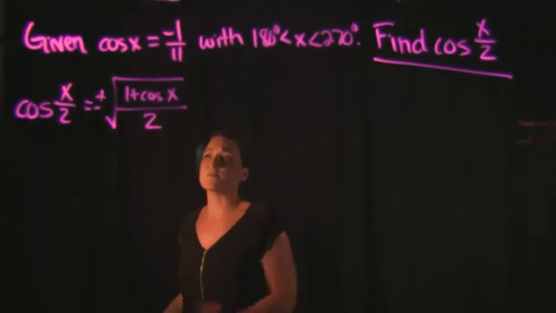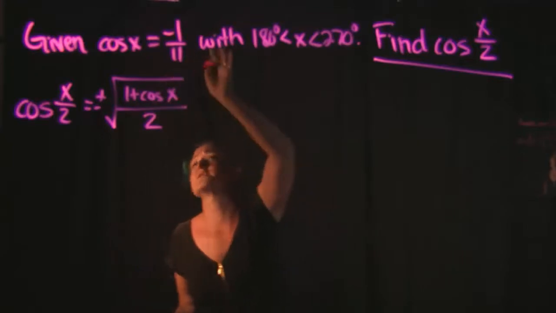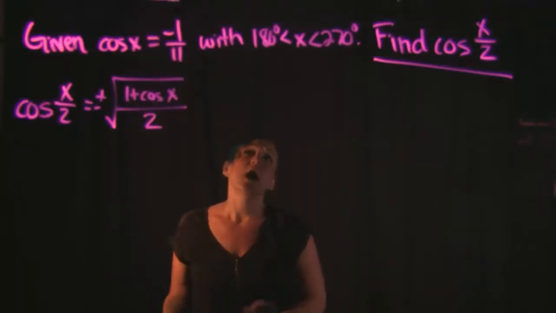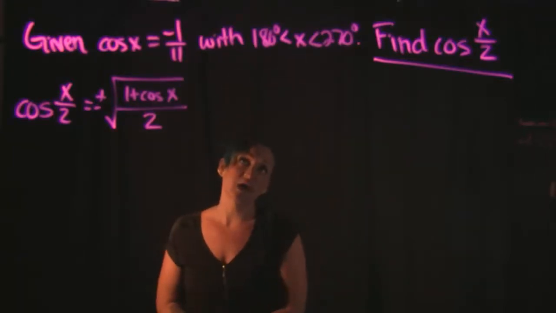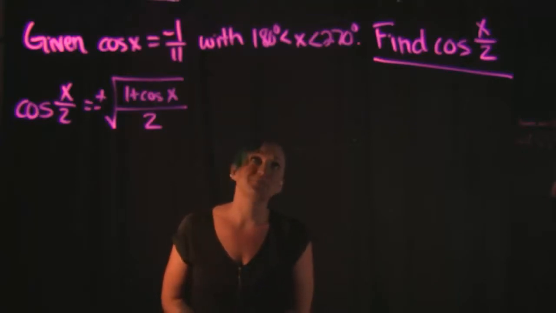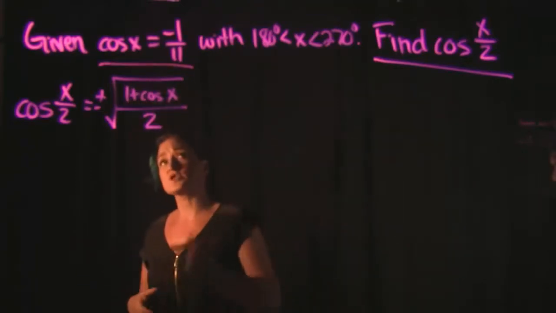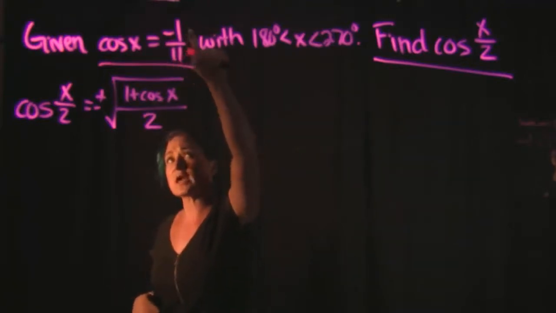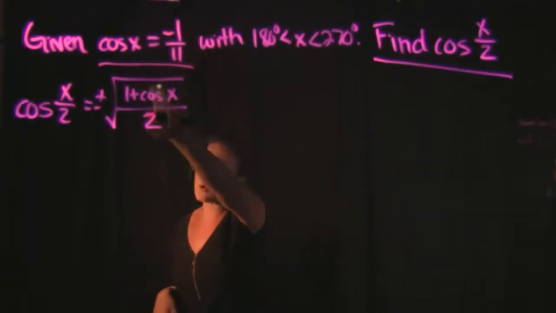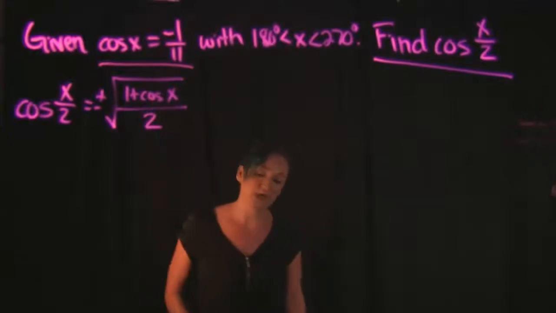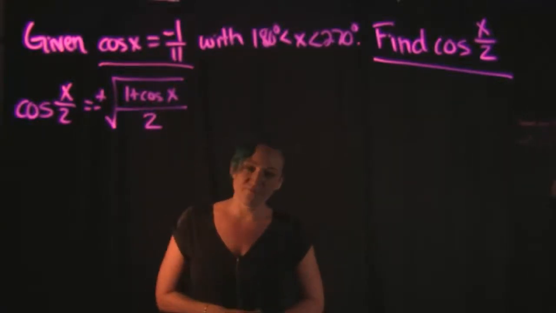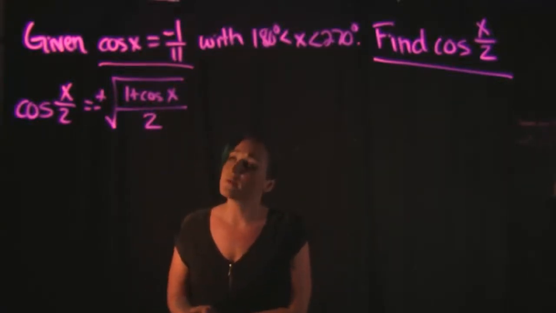Now, taking a look at this problem, we are given cosine of x is equal to negative 1 over 11. And we're told that this angle does fall into the third quadrant. But we are given cosine of x, which means we can take cosine of x equal to negative 1 over 11, plug it into our formula where it goes, and do a little bit of simplifying in order to wrap up the problem.